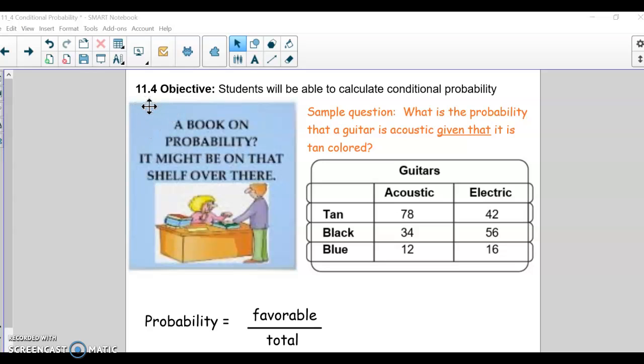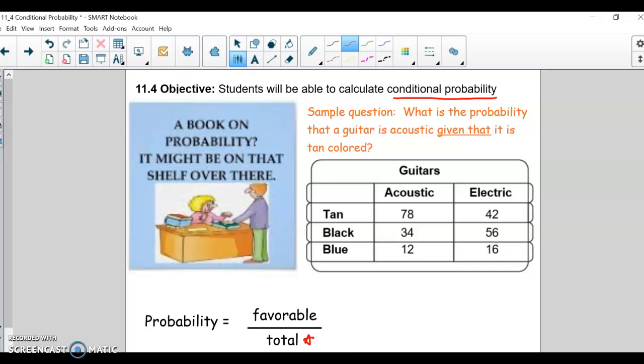Welcome to section 11.4. We're going to be doing more probability. So remember, probability just means the favorable options out of the total options. Today we're going to learn something called conditional probability, okay? And it just kind of puts a condition on the probability. So it's mostly going to change the total number, but it will probably change the favorable number too, I suppose would be accurate to say.